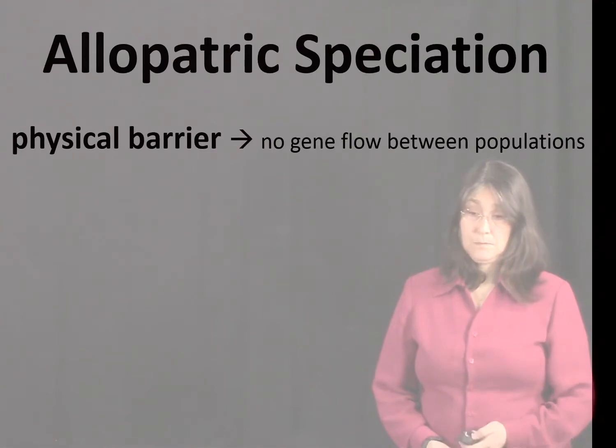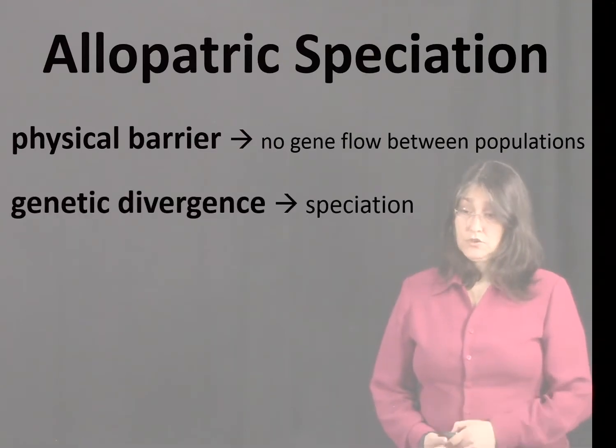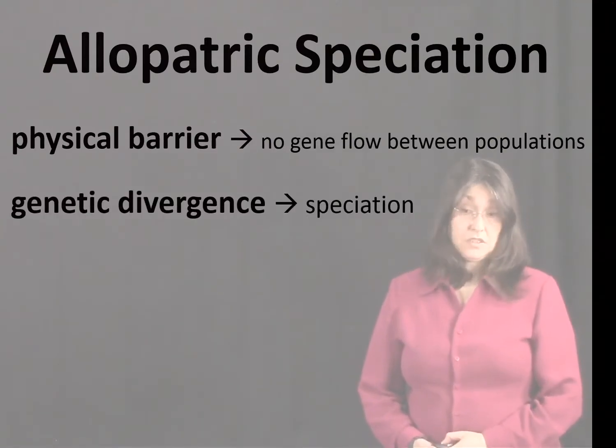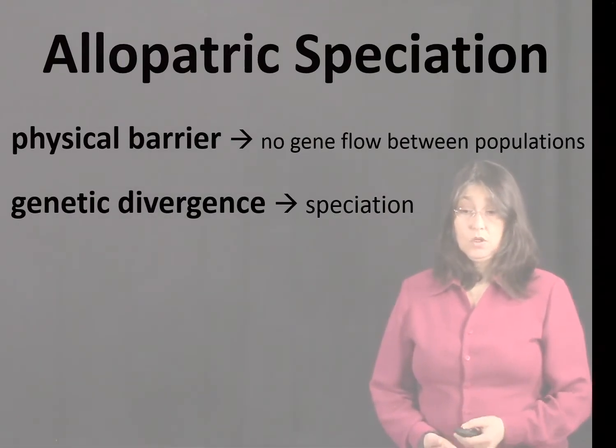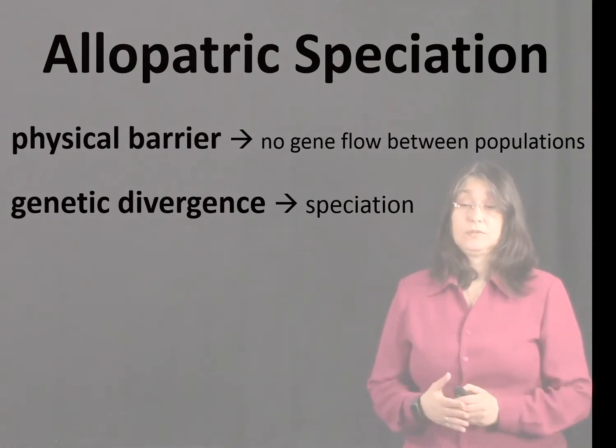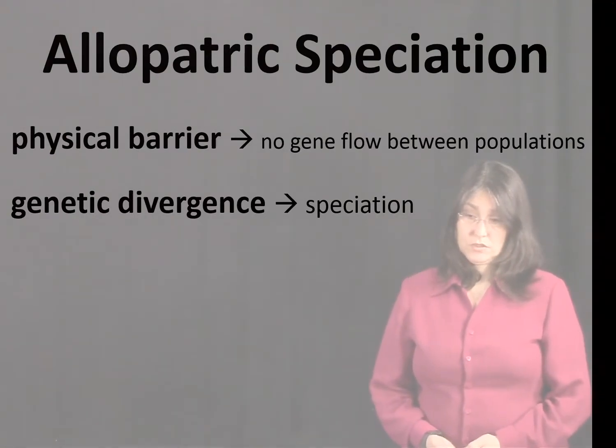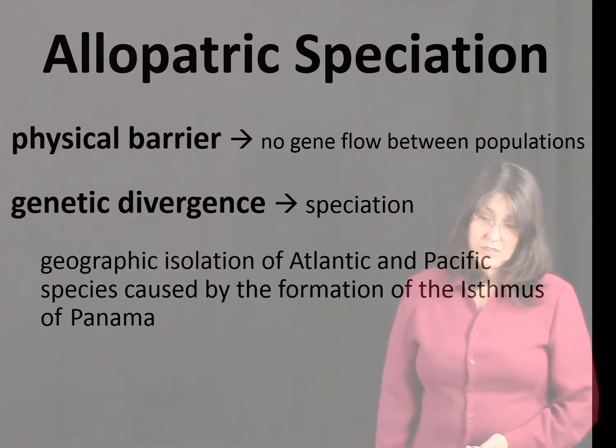So the geographical barrier or the physical barrier, it doesn't have to be natural, you'll see in a moment, will interrupt the gene flow between the two populations. That will lead to genetic divergence, which will eventually lead to speciation.